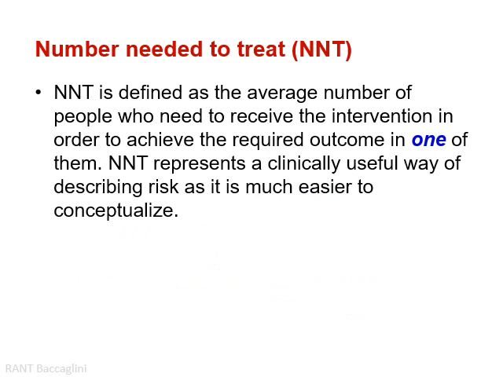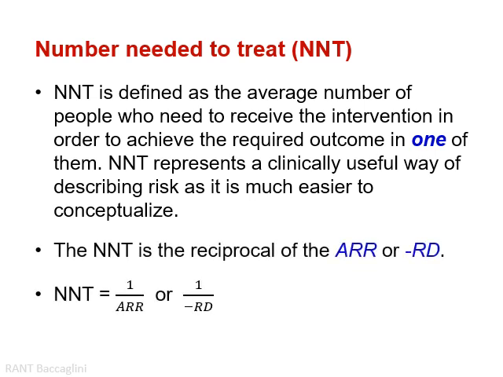The number needed to treat is the number of people who need to receive the intervention in order to achieve the required outcome in one of them. So this is a very useful measure. We can calculate the number needed to treat simply by taking the reciprocal of the absolute risk reduction, or it could be 1 divided by minus the risk difference. So we can calculate the risk difference first, and then we calculate the number needed to treat.